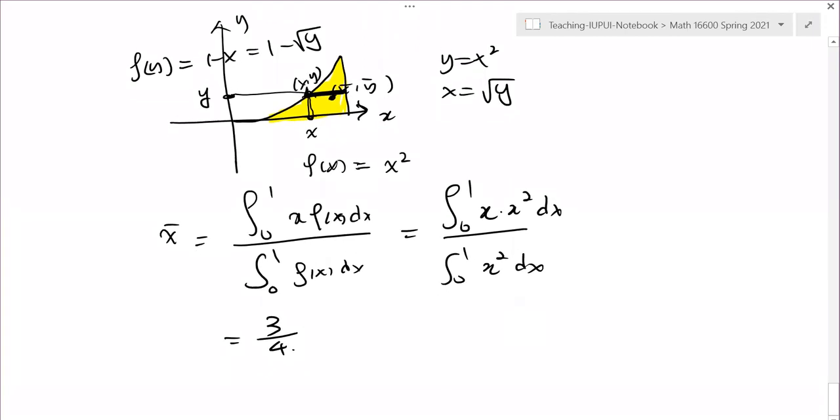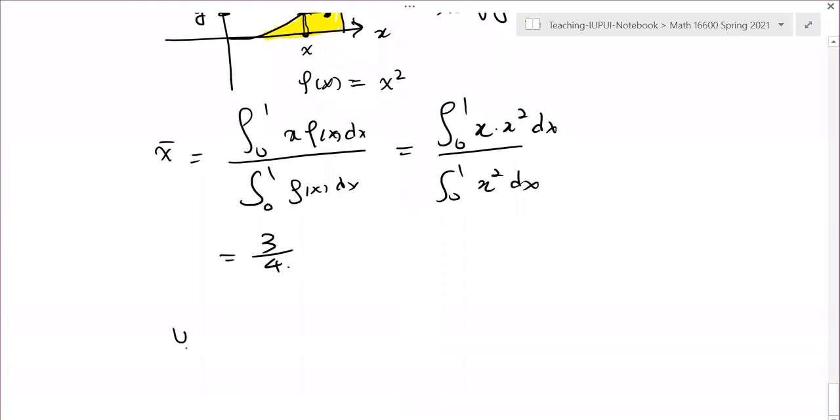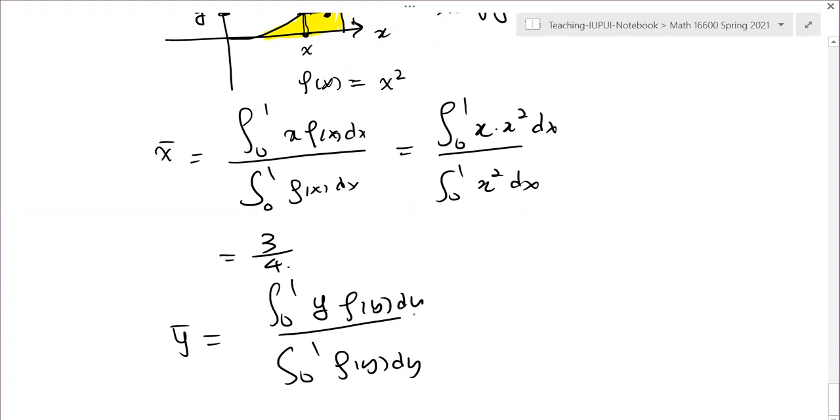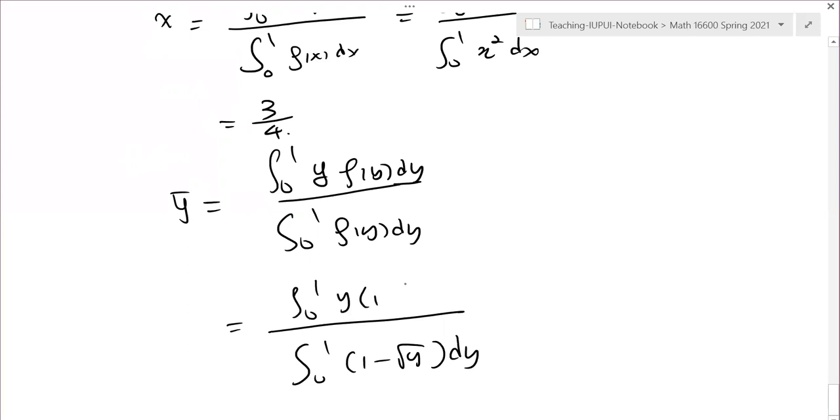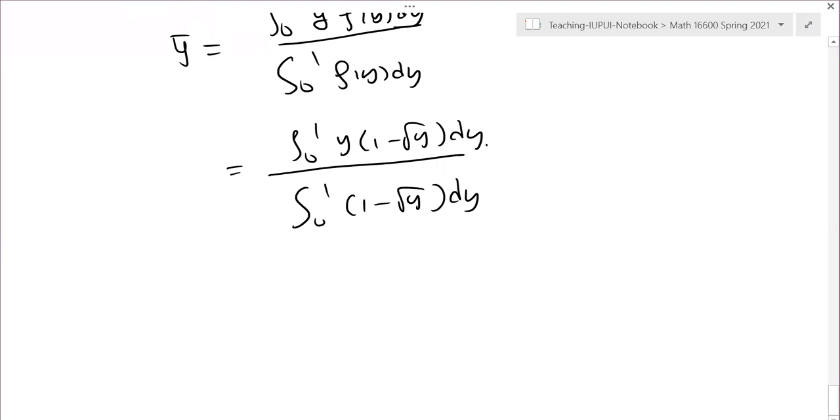So using that, I can solve the problem. y bar is going to be the integral from 0 to 1 of y rho(y) dy over the integral from 0 to 1 of rho(y) dy. The interval is still from 0 to 1. Let's figure it out: the denominator is the integral of 1 minus square root of y dy. I have to evaluate these two integrals.